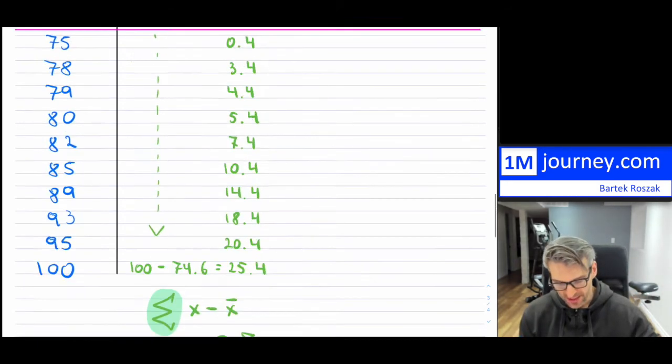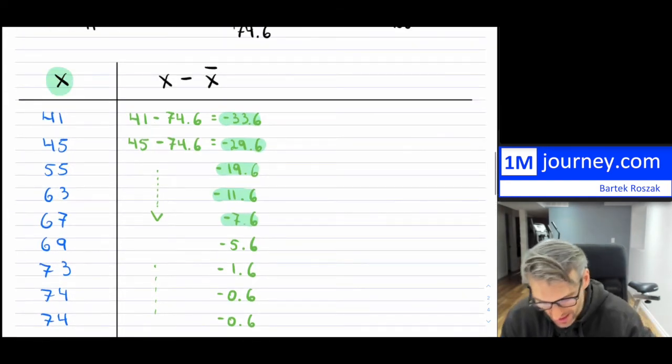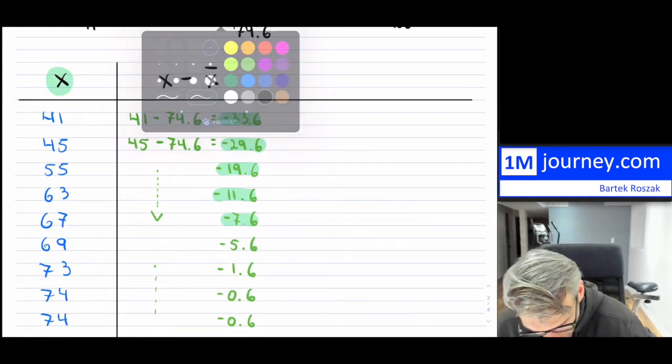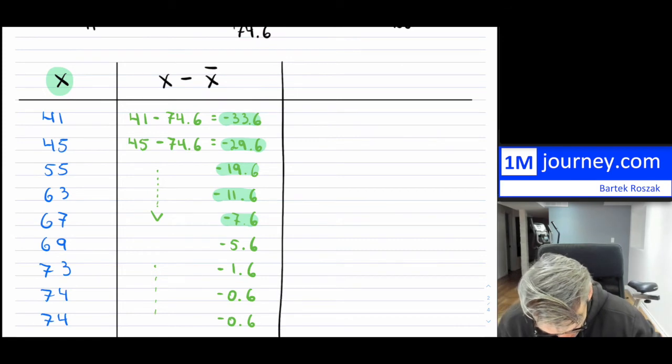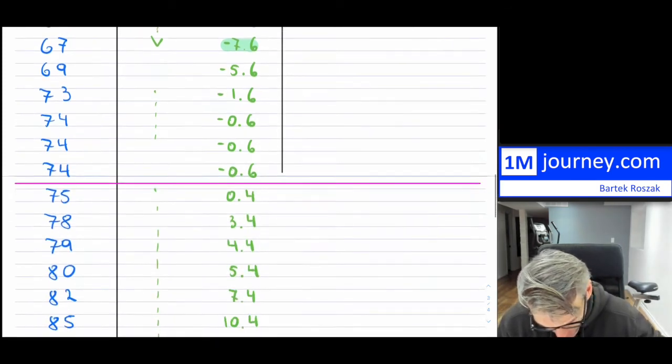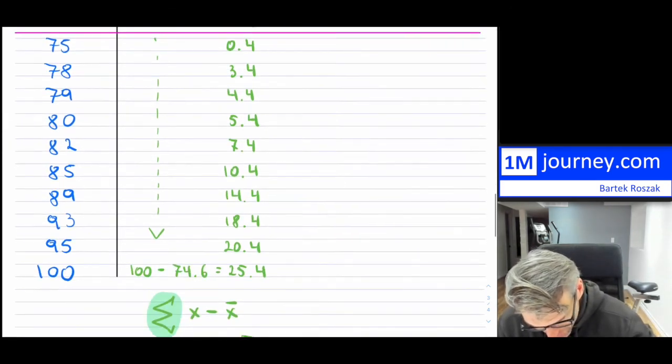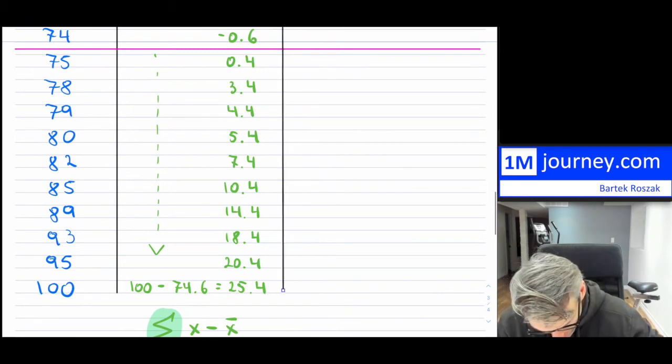So the variance I'm going to construct in the next column. So I'm going to take this column right here, and what I'm going to do is I'm going to go all the way down. So I'm going to create this and extend it all the way down here.